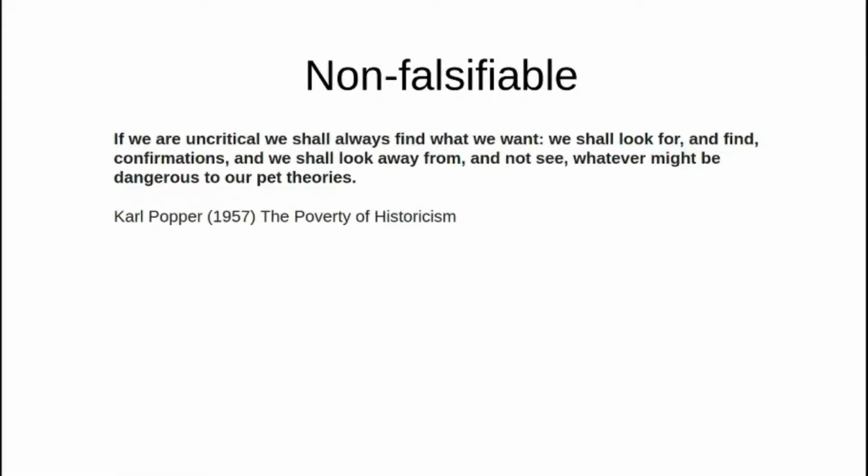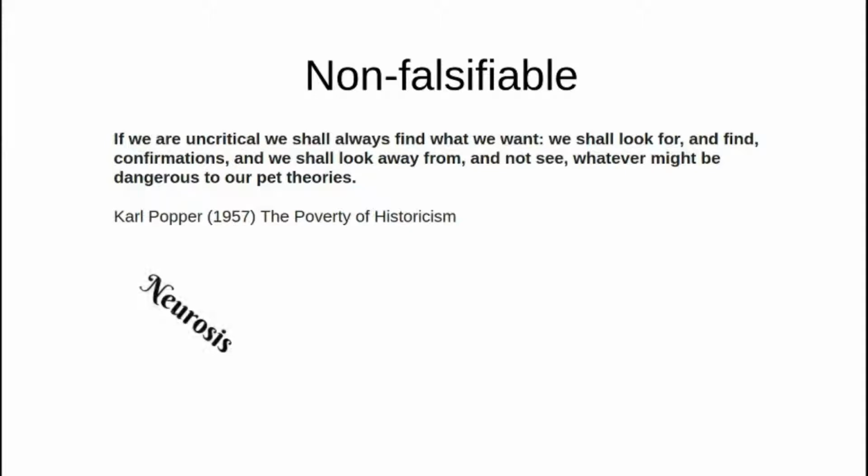With that in mind, Karl Popper said that if we are uncritical, we shall always find what we want. We shall look for and find confirmations, and we shall look away from and not see whatever might be dangerous to our pet theories. If we don't try to falsify our beliefs, says Popper, then there's a real danger that we're just going to be looking for evidence that props up our false beliefs.